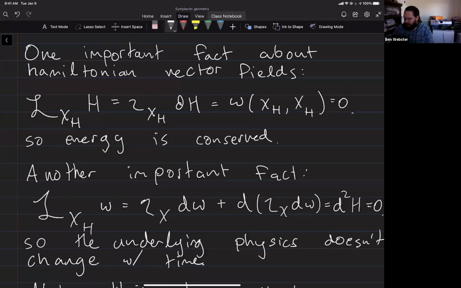And then when you say, oh, but wait a second, dh is the same as the symplectic form contracted with X_h, you get that this is actually just taking the symplectic form and applying it to X_h. So by the anti-symmetry of the symplectic form, you get 0. And conservation of energy comes out. So conservation of energy is really the fact that the symplectic form is anti-symmetric.